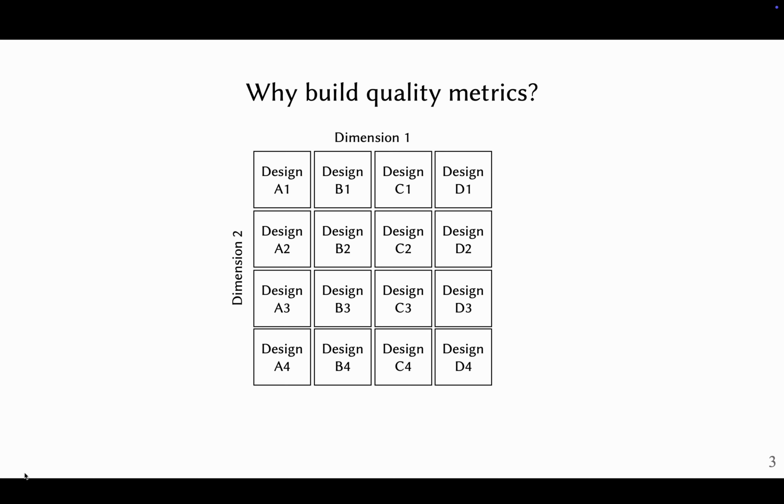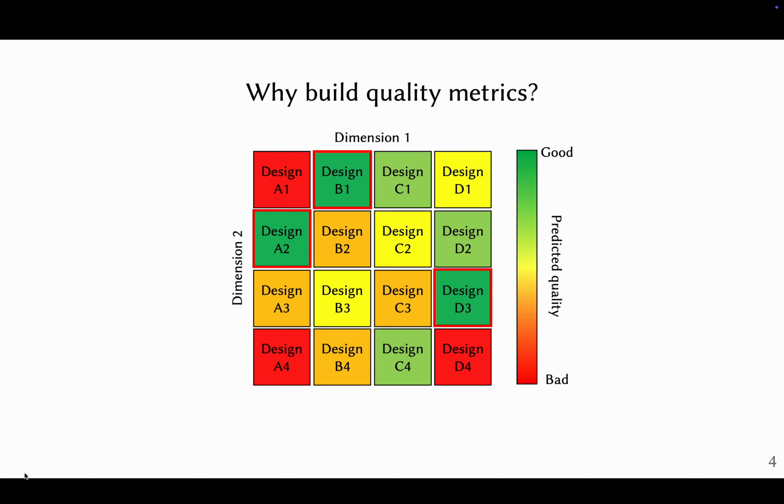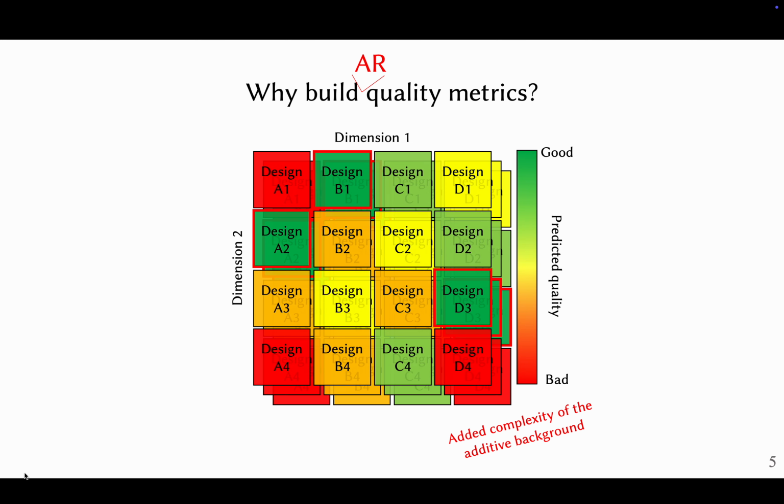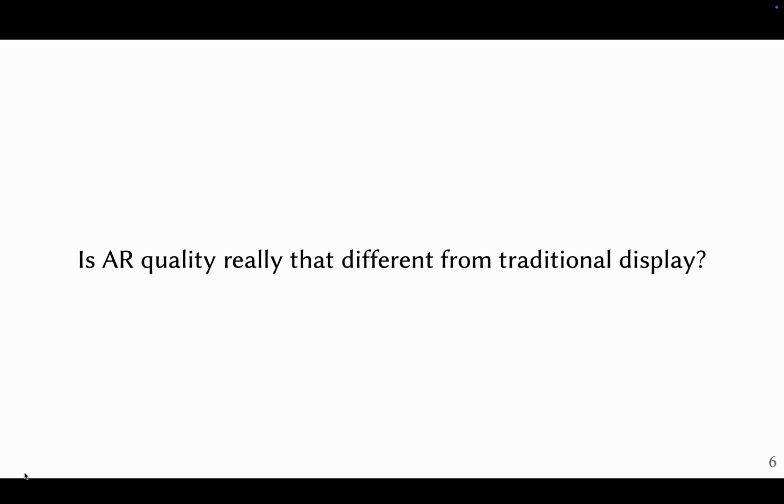The reason why we might be interested in this is because designing a display like this has many dimensions. These could include optics, the graphics pipeline, things about the display, and so on, and each one includes decisions that would try to improve the visual quality and avoid disturbing artifacts. So it would be great to have some sort of automated method that would predict the quality and help us narrow down on good design decisions. And this is especially important for AR, where the added complexity of the additive background and all the details of the optics and so on make it more complex than traditional displays. So the open question then becomes, is AR quality that different from traditional displays?